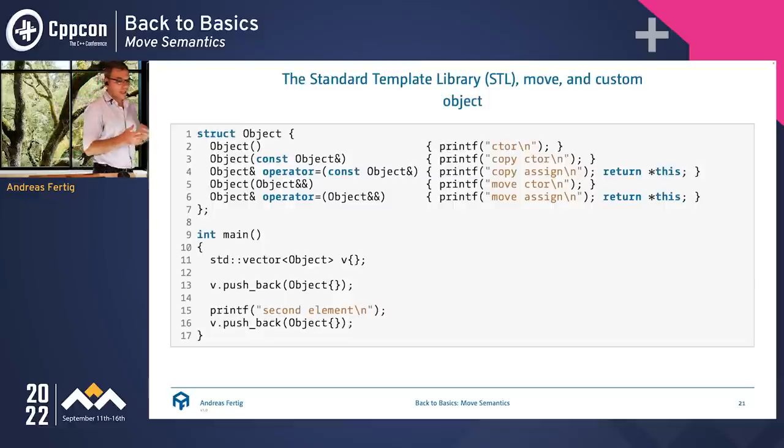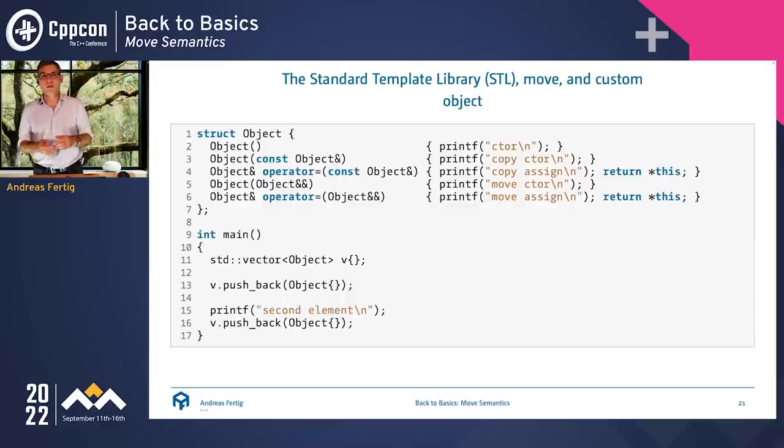Now, we want to get the best performance out of all these things, right? So how about a standard library, move semantics, and a custom object? I'm presenting you here in line number 1 to 7 my object. It comes with the special member functions: a default constructor, the copy operations and the move operations, and they all print out once they've been called, such that we can identify which operation gets invoked, okay? And due to slide space, I'm using printf this time.